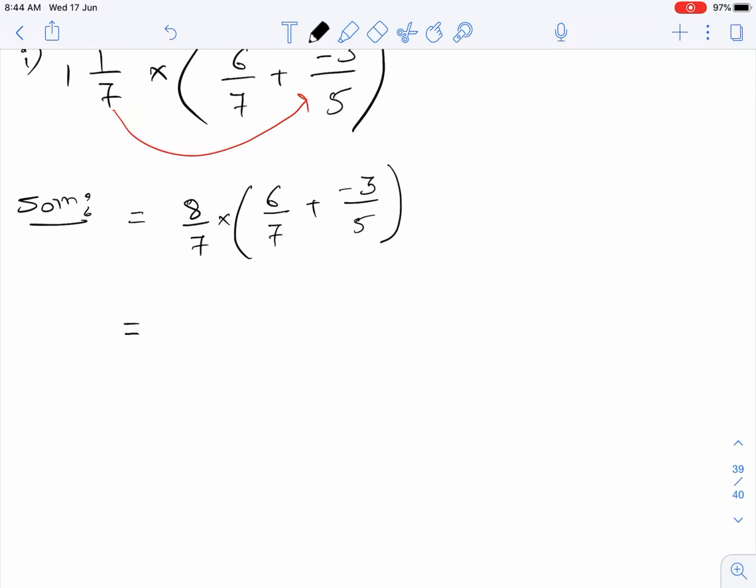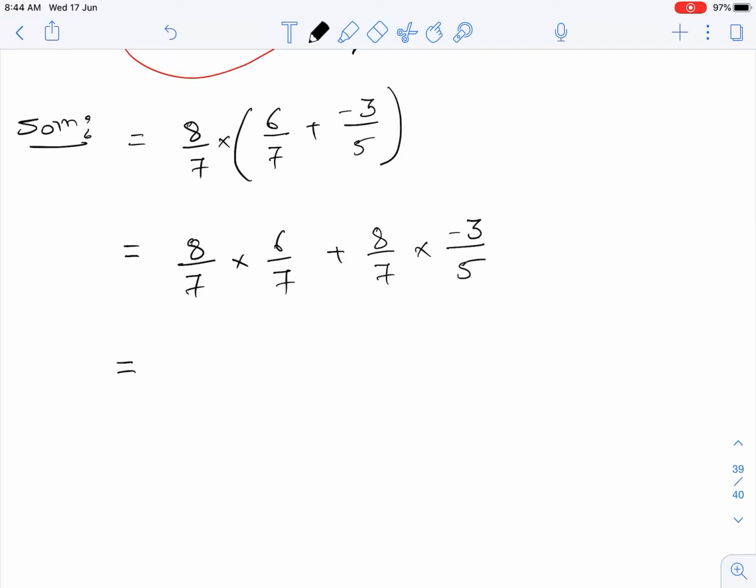Now we have to multiply this 8 upon 7 first with 6 upon 7, so you will get 8 upon 7 into 6 upon 7. Then this 8 upon 7 will multiply with this minus 3 upon 5, so you will get plus 8 upon 7 into minus 3 upon 5, equals to. Remember that this is one single term and this is another term, with a multiplication sign between the numbers. If necessary we can cancel if possible, but right now no cancellations are possible.